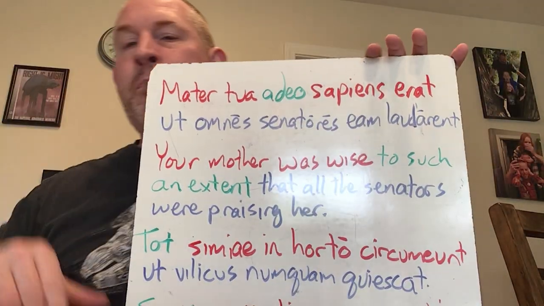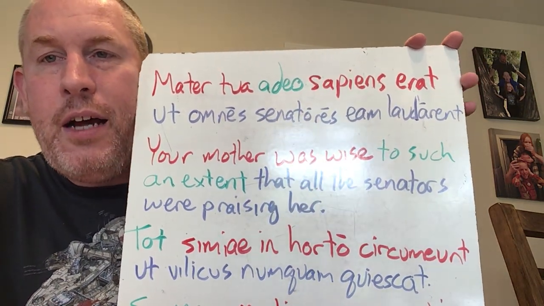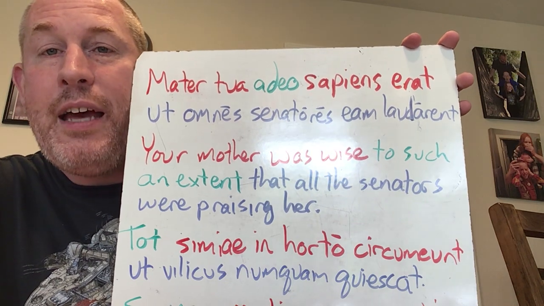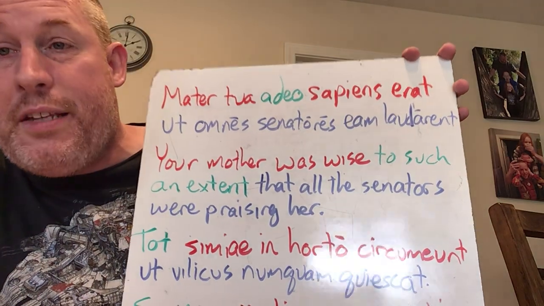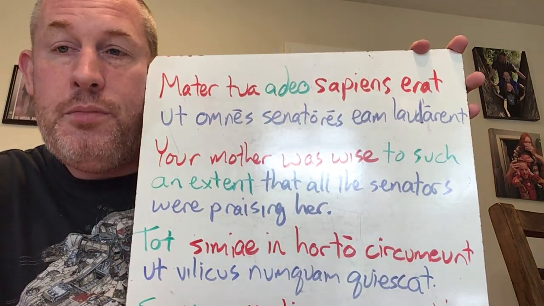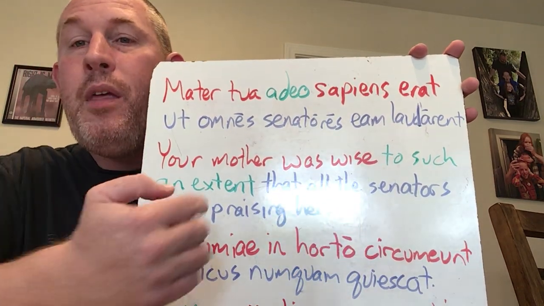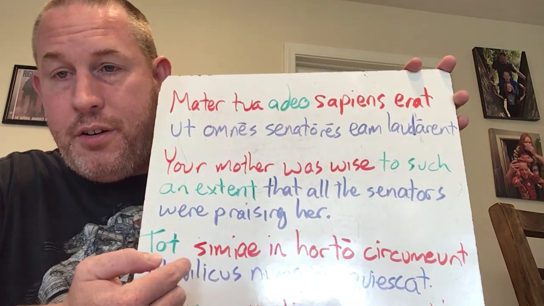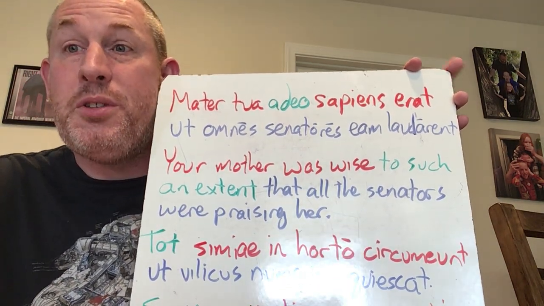I'll give you a couple more examples because I just want you to dial in on it. It's a short lesson, to be honest, but it's worth having multiple examples. Mater tua adeo sapiens erat, ut omnes senatores eam laudarent. Your mother was wise to such an extent, adeo, that all the senators were praising her. That's how wise she was, so much so that it resulted in them praising her.